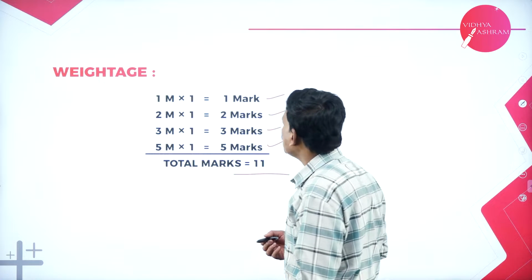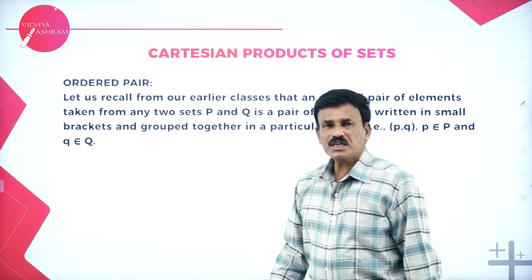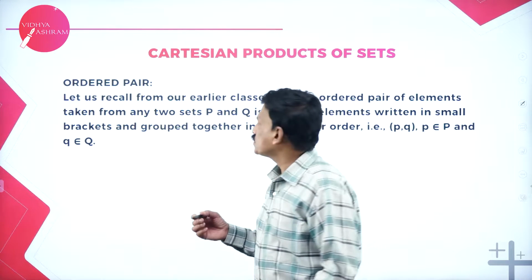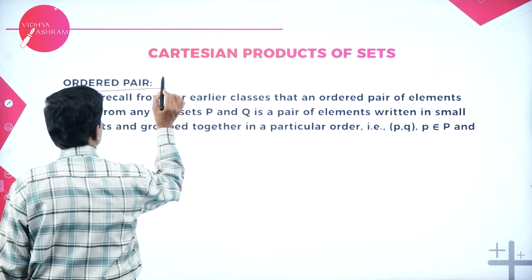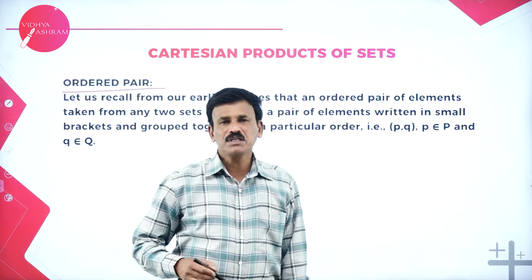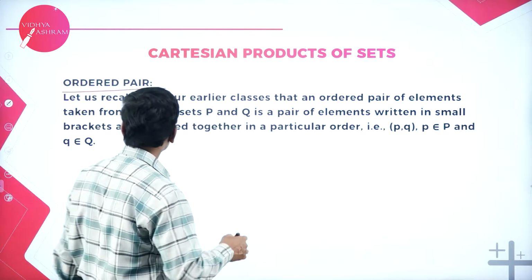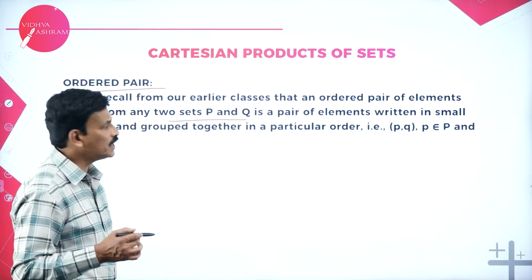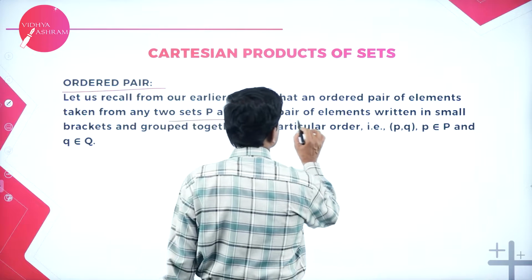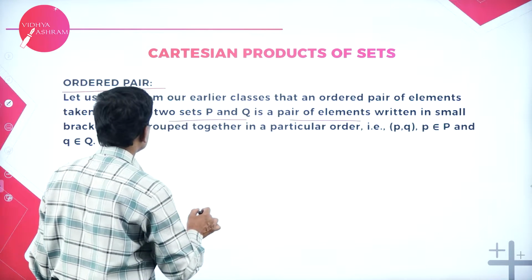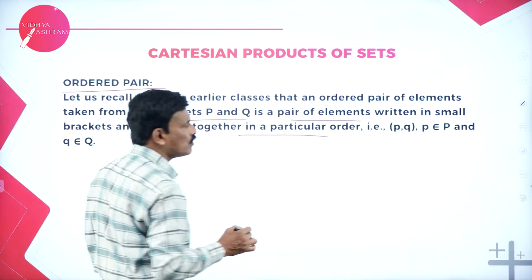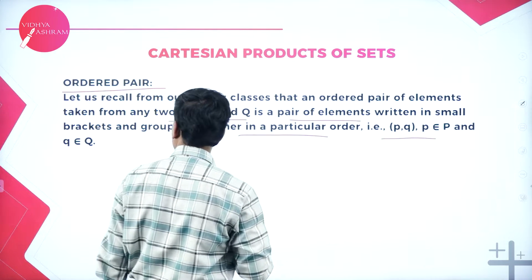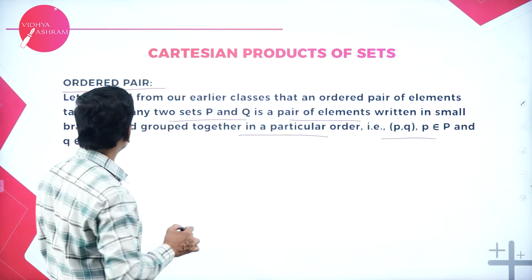Now let us come to the exact chapter. You might have studied in your previous classes about the ordered pair. So let me discuss the ordered pair. What is meant by an ordered pair? Let us consider two sets. If P and Q are any two sets, then the pair of elements written in small brackets and grouped together in a particular order like this, p comma q, where p belongs to P and q belongs to Q, is called an ordered pair.